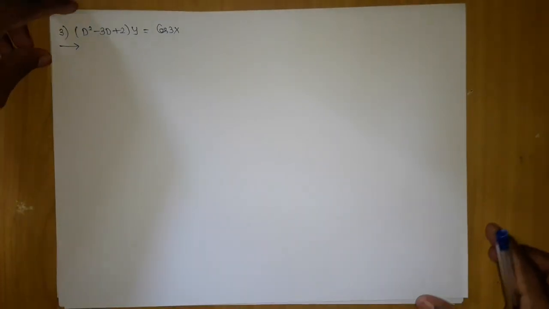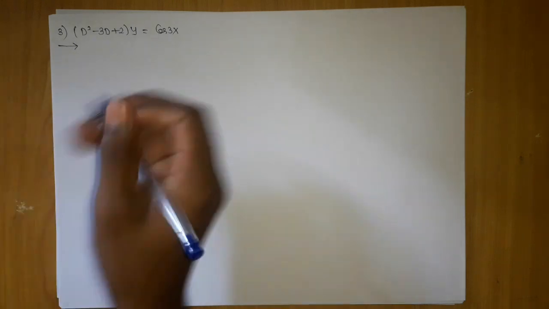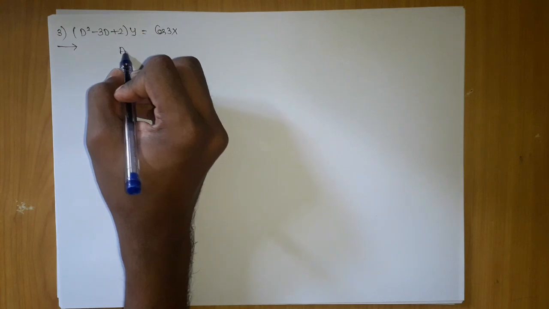So the question which we are going to take in this session is question number 3. In the previous session we had done two questions. The third question is as follows: (D^2 - 3D + 2) y = cos 3x. Now, a similar type of question we have done in the previous session. Now we are going to do the main thing.